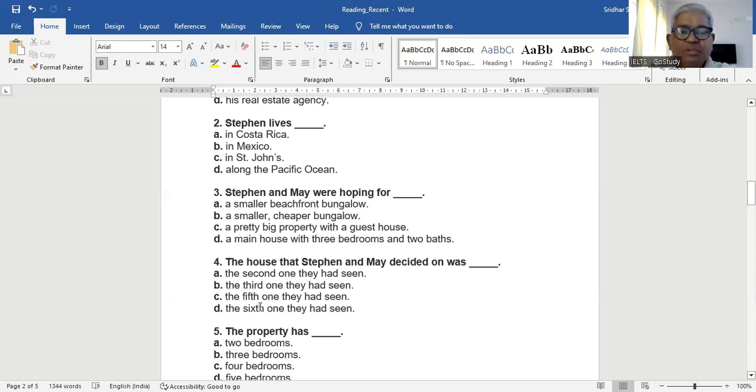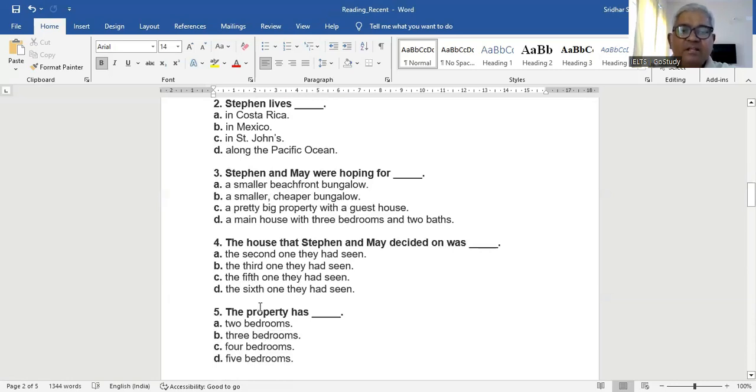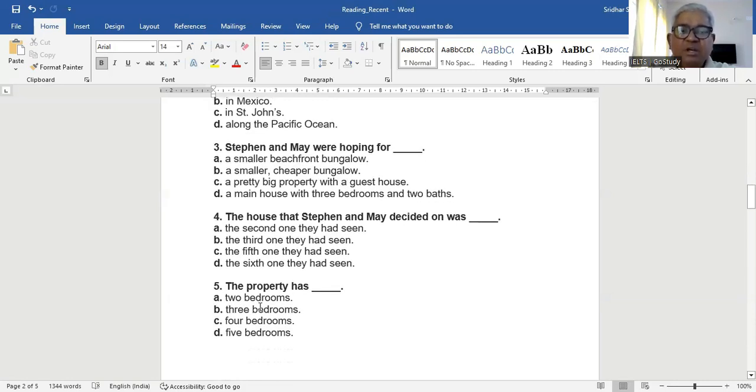Question number 4. The house that Stephen and May decided on was A, the second one they had seen, B, the third one they had seen, C, the fifth one they had seen, D, the sixth one they had seen. Of course, from the paragraph, we can infer that it was the fifth one they had seen. So C is the right answer.